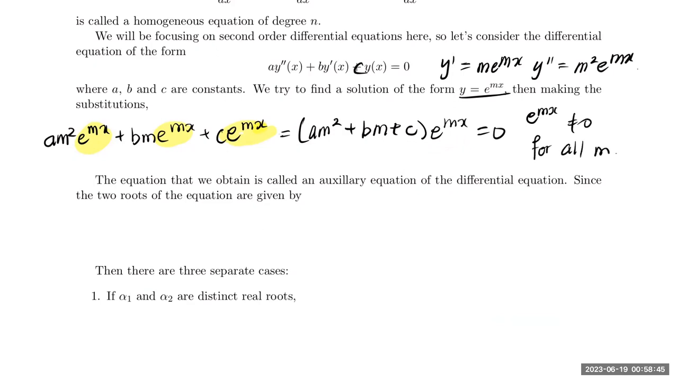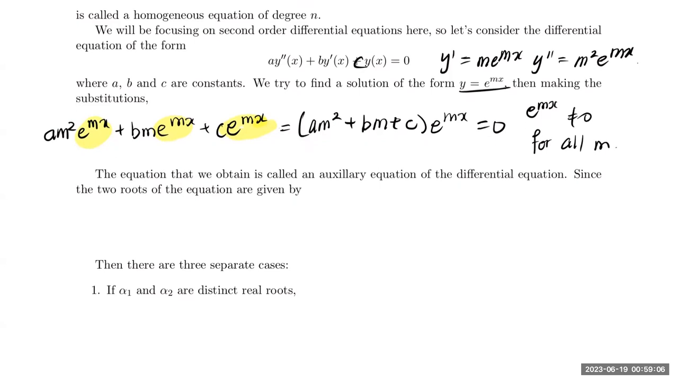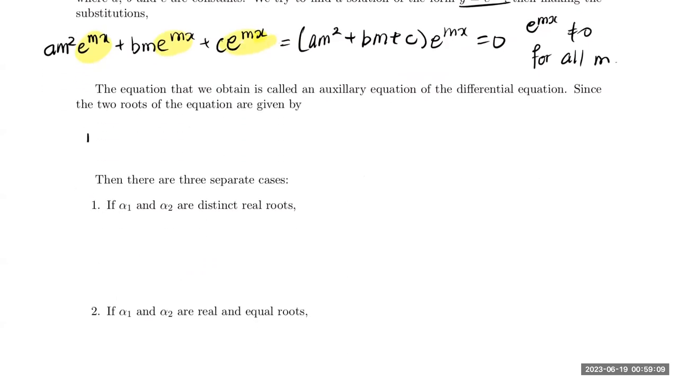So that means our solution is going to be based on this quadratic here, a m squared plus b m plus c. The equation that we have attained, this a m squared plus b m plus c, is actually called the auxiliary equation of the differential equation. So if we try to solve this, we would see that m is actually going to be given by the quadratic formula. So we have negative b plus or minus the square root of b squared minus 4ac, all divided by 2a. So that means we'll have two solutions of the differential equation given.